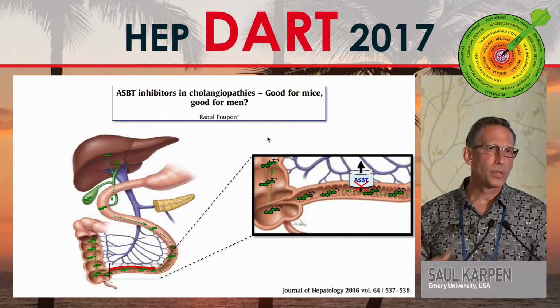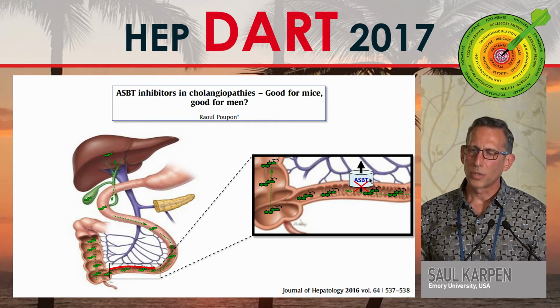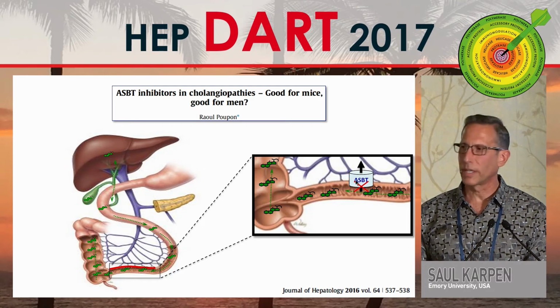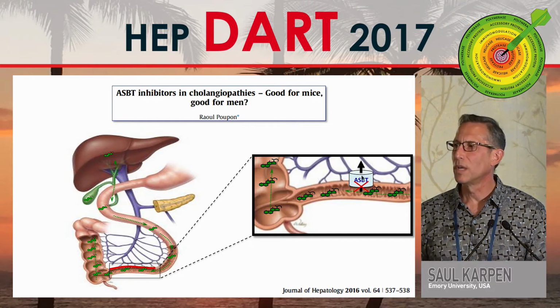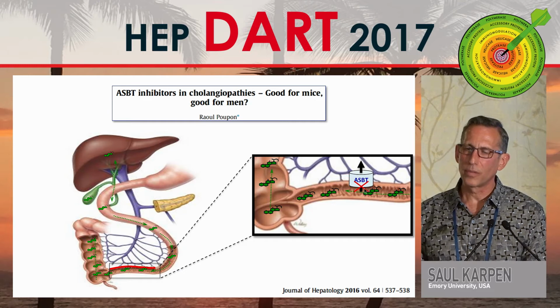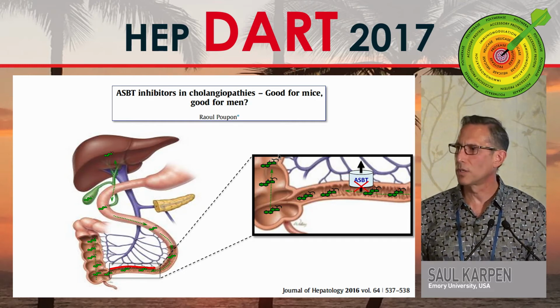There's a couple good reviews if you want to see where ASBT inhibitors may be useful. And just as a reminder, this is the protein that's there just in the terminal ileum and also on the apical surface of cholangiocytes that reclaims bile acids from the lumen of the intestine back into the portal circulation. So inhibitors of ASBT will not allow the bile acids to return to the liver, will reduce your bile acid pool size, and also deliver more bile acids to the colon.